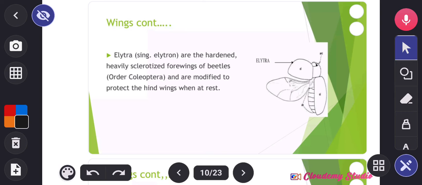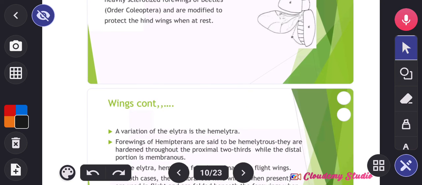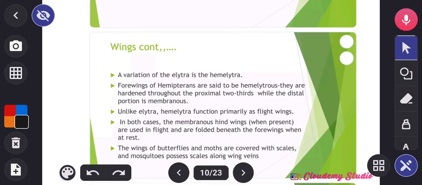Now we have something we call the elytra. Elytra is mostly found in the Coleoptera, which are the beetles, and it is the hardened, heavily sclerotized forewings of beetles. If you know beetles, you know that their wing is hard, and this hard wing is called the elytra. It is modified to protect the hind wing when they are at rest. That is the function of elytra.